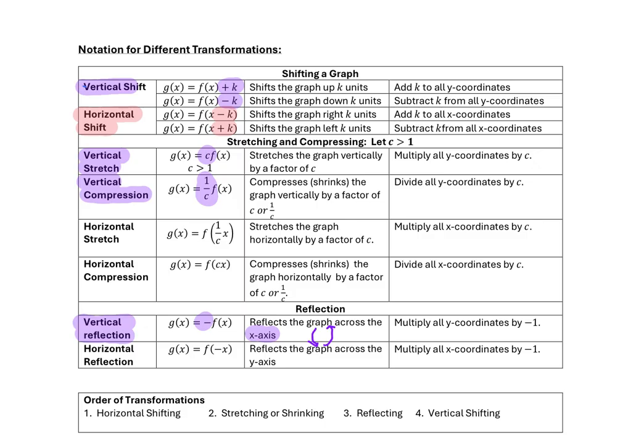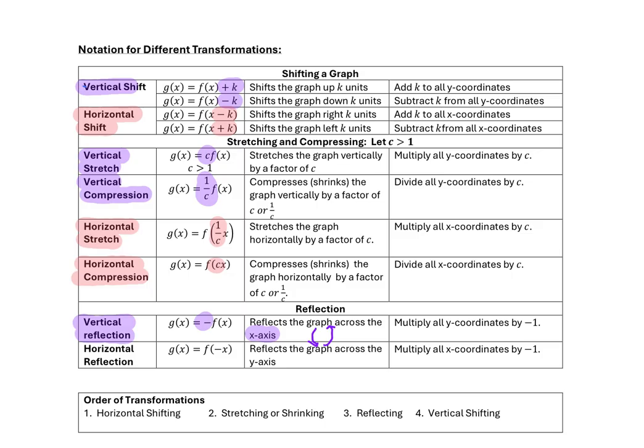And similarly, for our horizontal stretch and our horizontal compress. If we have a small number, we want to make it bigger. We want to move further away from the y-axis. And if it's a large number, we want to move closer to the y-axis. So if it says divide, we want to multiply. If it says multiply, we want to divide.